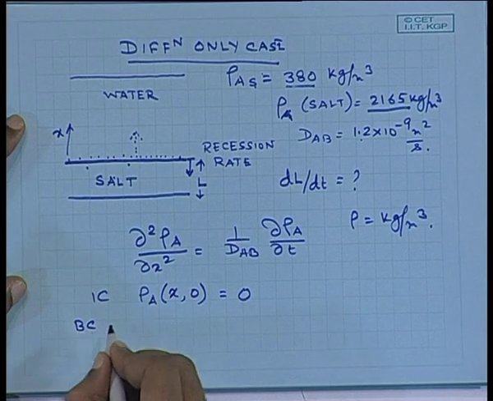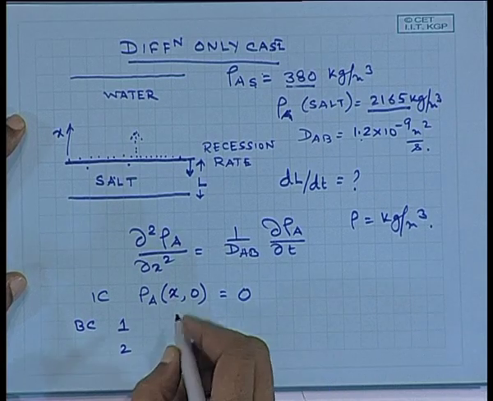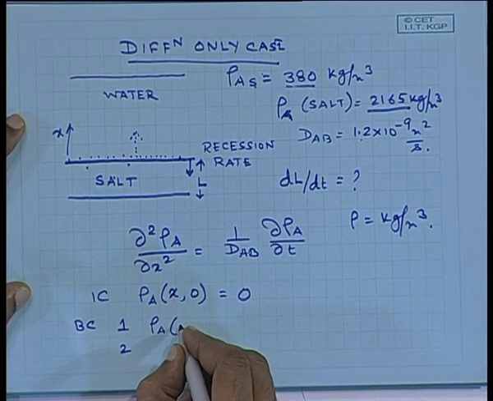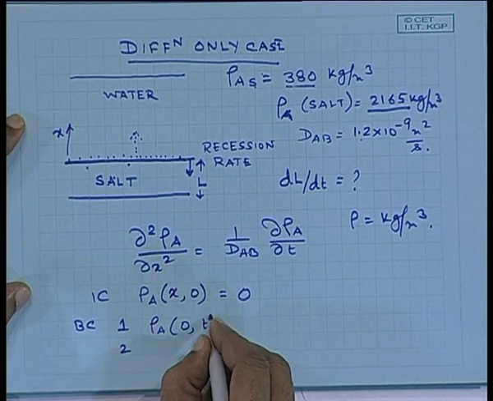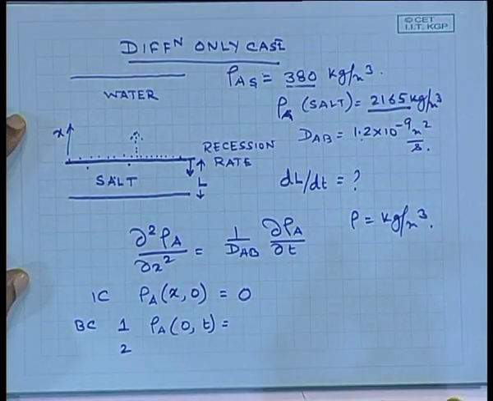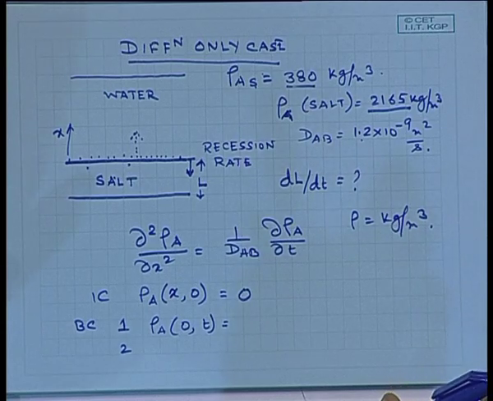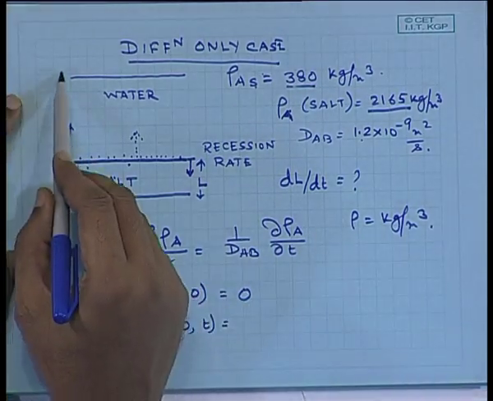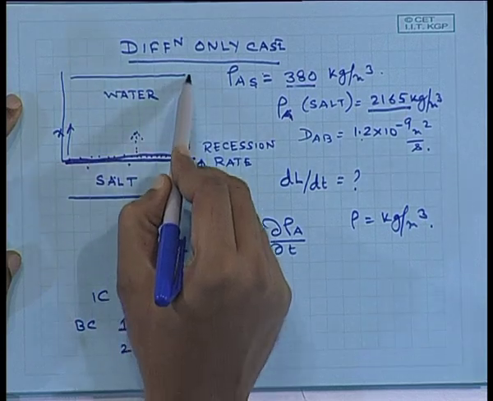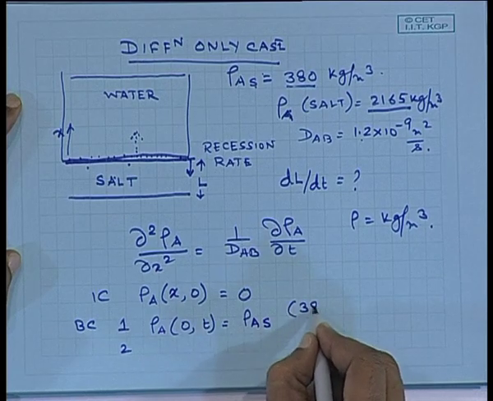What are the boundary conditions of the system? One is rho A at x equal to 0 for any time t is equal to, which one is this, 380 or 2165? I think it's the solubility. The solubility of the salt in water, because the domain of validity of this equation is up to this much, not inside the solid. So, it should be equal to rho A S, that means it is going to be equal to 380.